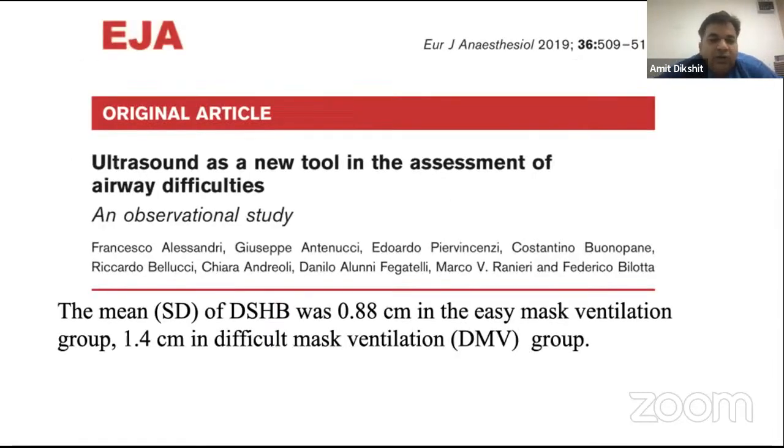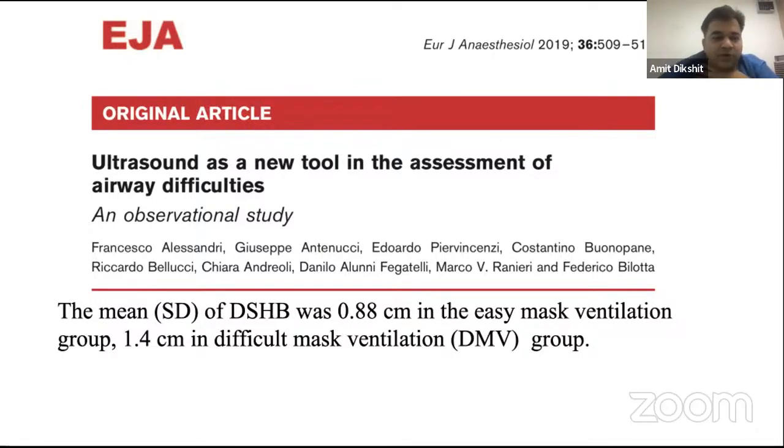So skin to hyoid bone: there are papers in obstetric anesthesia, and the simple parameter they have used is whether we can see the hyoid bone or not. If the hyoid bone is seen, it is probably an easy intubation, and if the hyoid bone is not seen, it is probably a difficult intubation. Even this simple criterion has worked well with good specificity and sensitivity. In obese patients, it is sometimes very difficult to visualize the hyoid bone, or in patients with preeclampsia, eclampsia and so on. So presence of the hyoid bone is one of the important criteria.